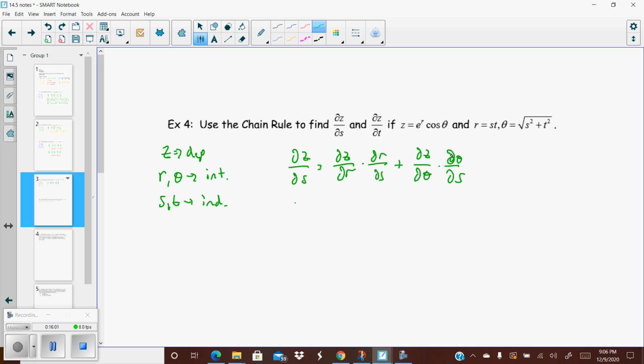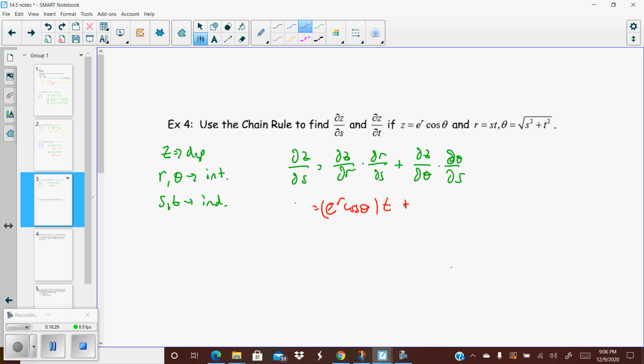All right, partial of z with respect to r. That's e to the r cosine theta. Cosine theta is like the constant, so it's just the derivative of e to the r, which is e to the r. So we get e to the r cosine theta. That's the partial of z with respect to r. Partial of r with respect to s is t.